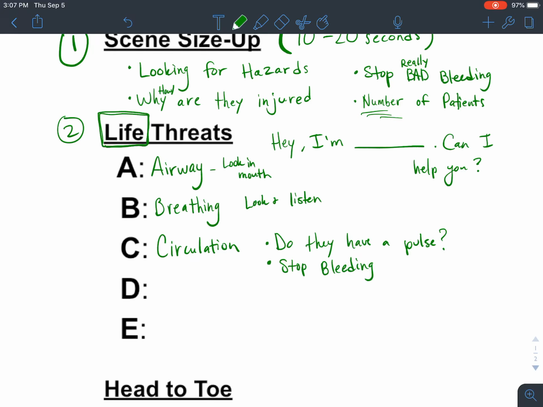Even though we already checked for that in the scene size up, it's now a good time to reassess and say, hey, is it getting worse? Is there anything that needs to be addressed to help their circulatory system? So the airway, breathing, circulation.